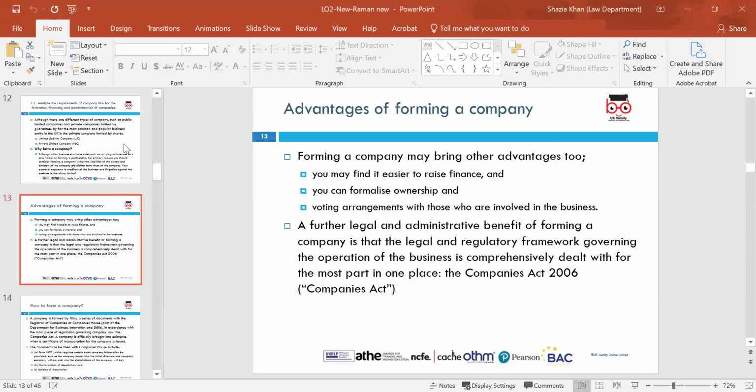Advantages of forming a company. You may find it easier to raise finance. You can formalize ownership and voting arrangements.